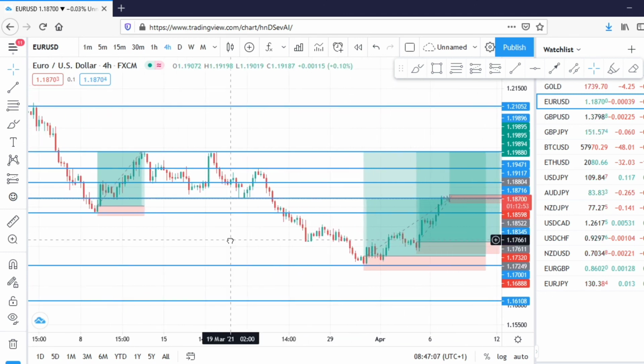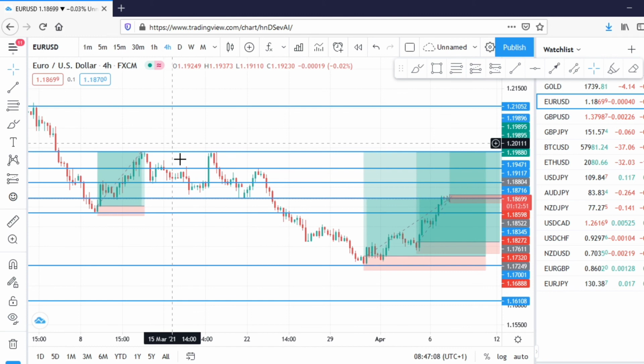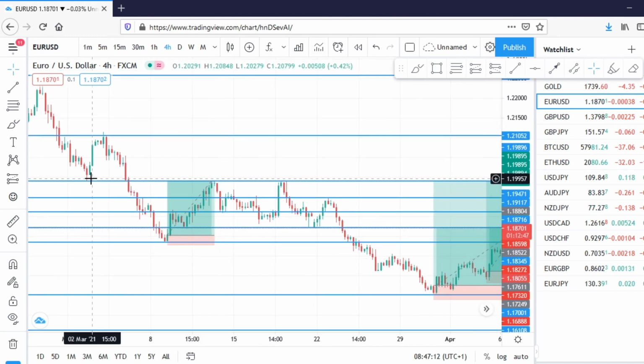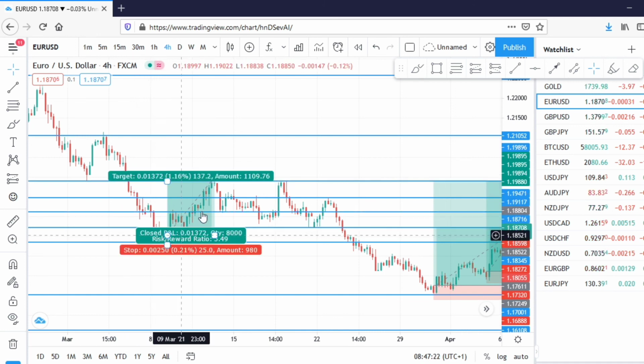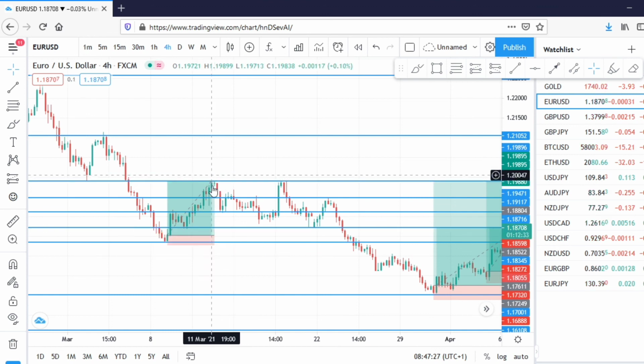Okay, so this is one way you can trade support and resistance levels. So this here was the support, price bounced on this resistance here and broke the support, making this a resistance. So you could have waited for price to retrace back to this level before entering this trade, and you would have been profitable here.